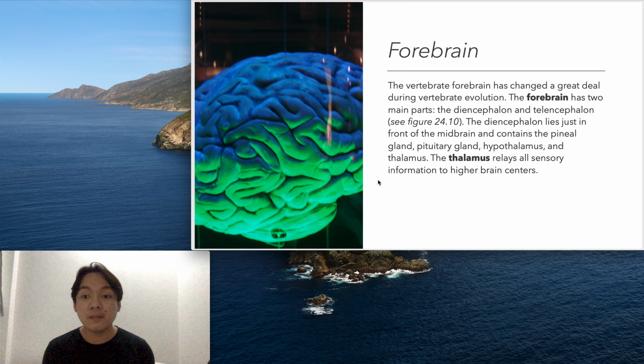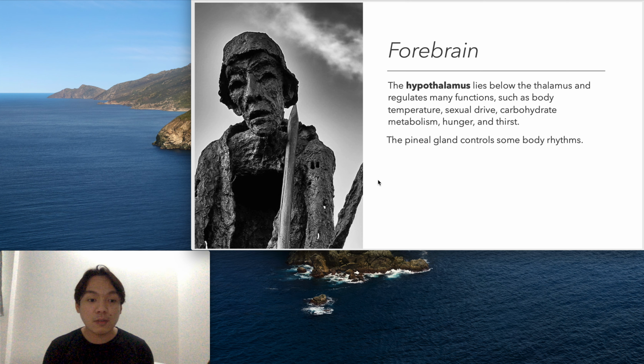So the diencephalon lies just in front of the midbrain, and it contains the pineal gland, the pituitary gland, the hypothalamus, and thalamus. The thalamus will relay all sensory information to higher brain centers. And the hypothalamus is also a part of the endocrine system. It is located below the thalamus and regulates many functions such as temperature, sexual drive, carbohydrate metabolism, hunger, and thirst. And also the pineal gland controls some body rhythms.